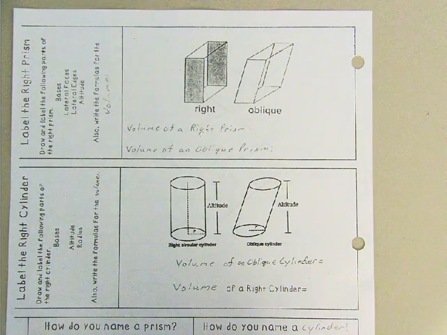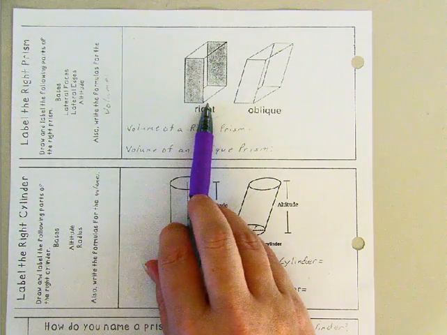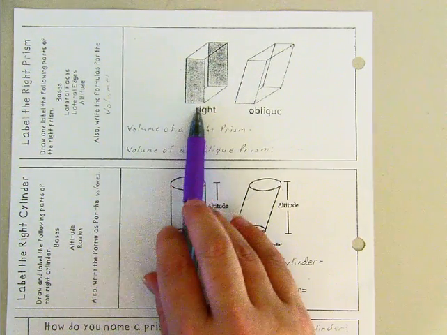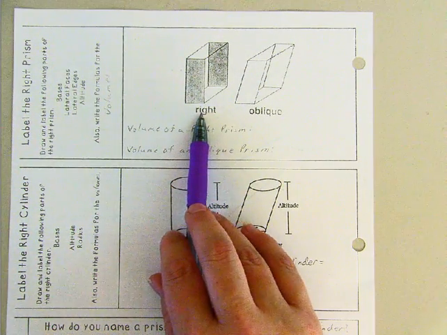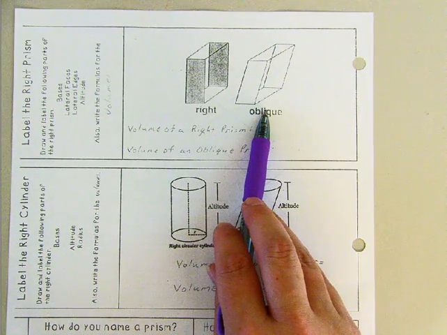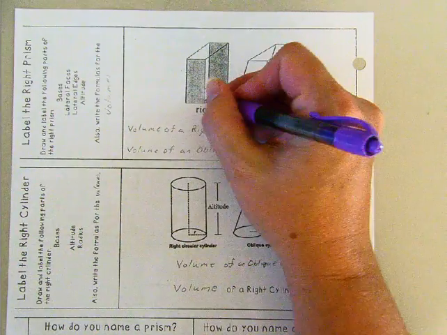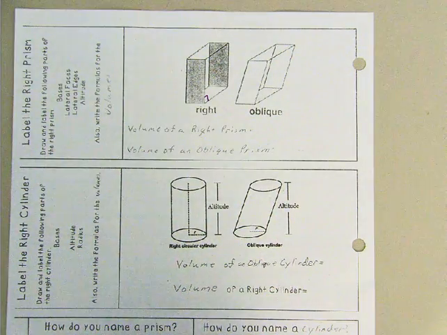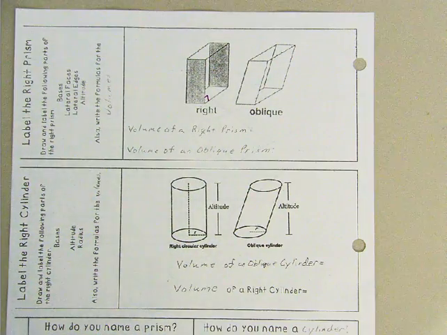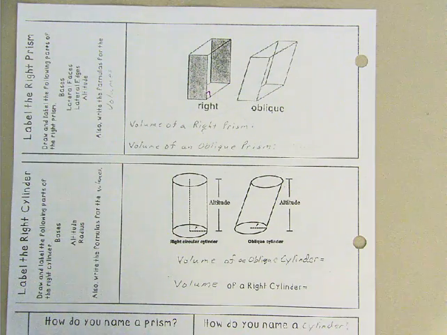So when we're looking at our prisms, the first picture we have is considered a right prism, and then we have what's called an oblique. The difference between a right and an oblique: in a right prism, we have these nice right angles, whereas in an oblique, we do not have right angles. It's kind of like he's tipping over just a little bit. He's slanted. Okay, so that's the first thing that I want you to notice here.